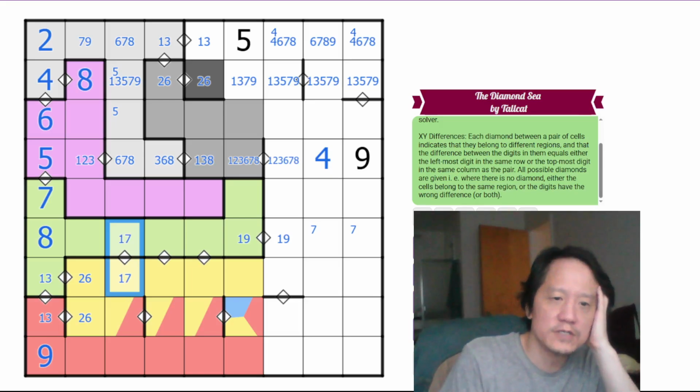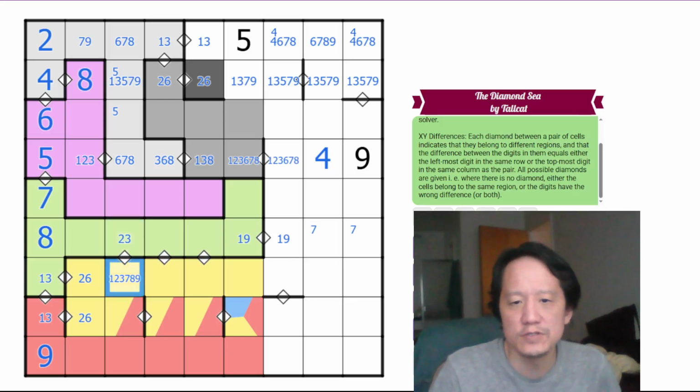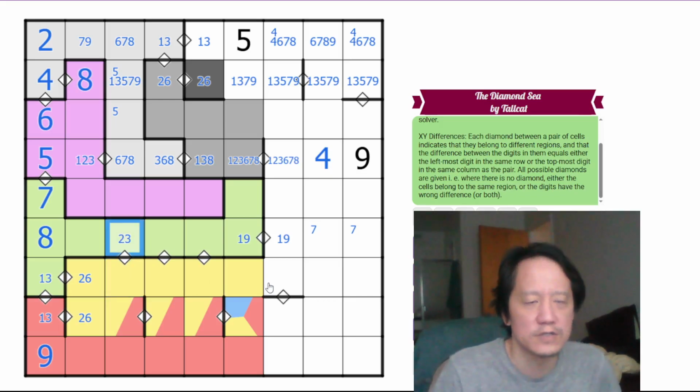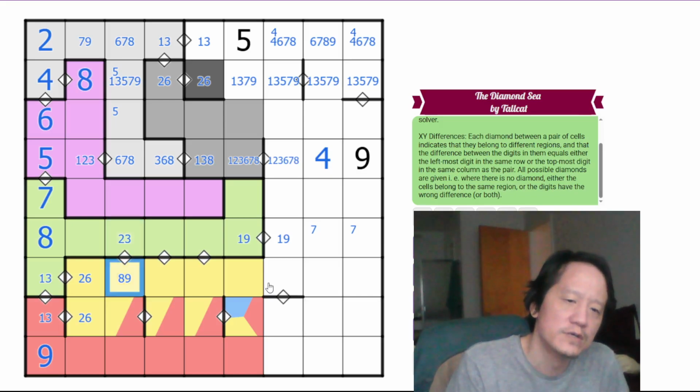up to 1, 7, 2, 8, or 3, 9, but this can't be 7 or 8. It cannot be 1 or 9 here. So this is... That's actually interesting. This is 2 or 3. If this is 2, this would have to be 8 or 9. If it's 3, it has to be... it has to be 9.